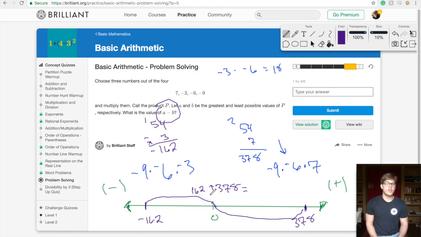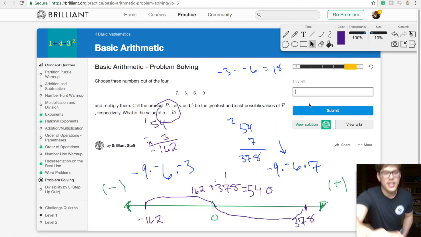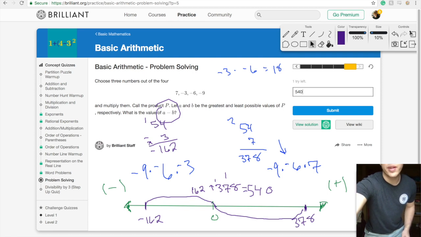And what is 162 plus 378? Well, 8 plus 2 is 10. Put a 0, carry a 1. 7 plus 7 is 14. Put a 4, carry your 1. And 3 plus 1 is 5. So the difference between these two values is 540. So this will be our answer. Let's type it in, 540.